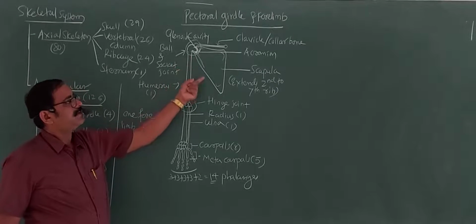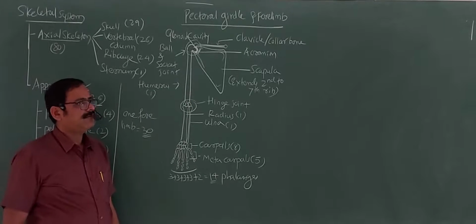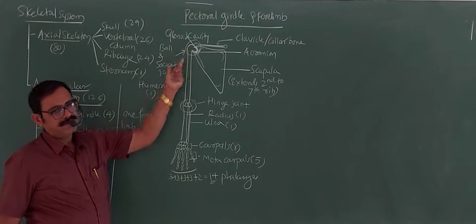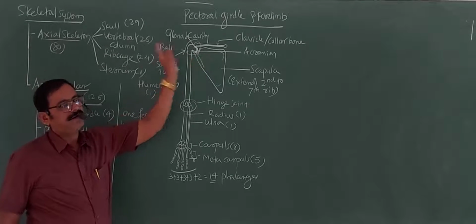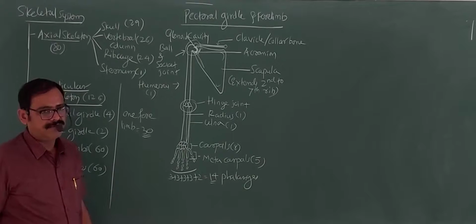The triangular structure is the scapula, which extends from the 2nd to the 7th rib and articulates very well with the head of the humerus. By the presence of the glenoid cavity, it has an elevated part called the acromion. Above that we find the clavicle or the collarbone.